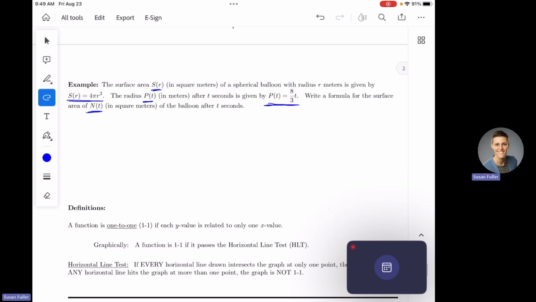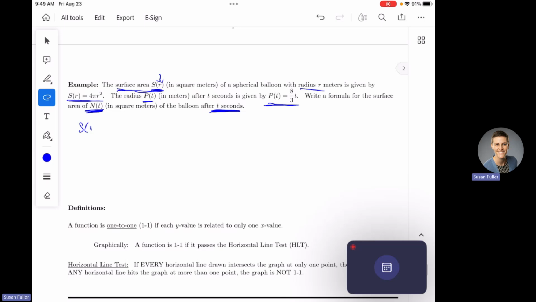My goal is to write an equation that gives me surface area when I plug in t seconds. But I already have a function that gives me surface area, right? It's this one, S of r. But I didn't plug t seconds into that. What did I plug into that one? My input there was an r, which was a radius. I don't want that. I want the input to be seconds. So let's think about this.